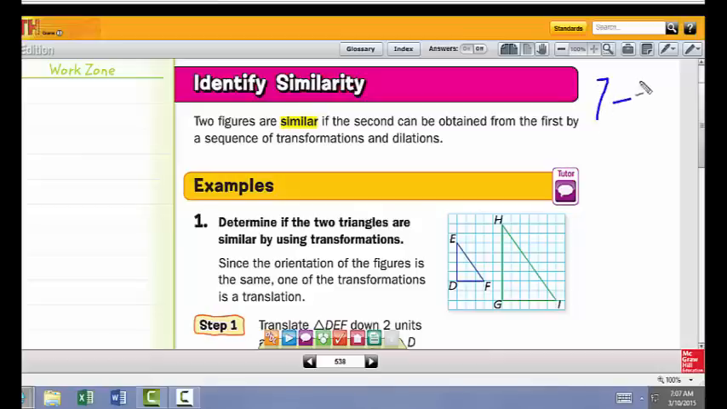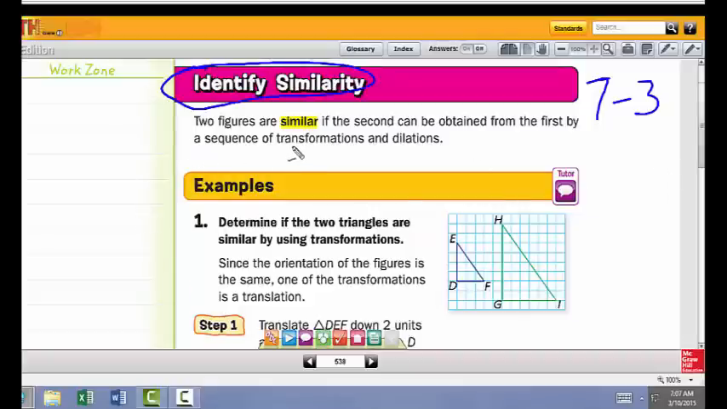Here are your examples for 7-3. 7-3 is about similarity and transformations. In other words, we're going to use transformations in order to show similarity between two figures. First of all, we're going to take a look at identifying similarity.